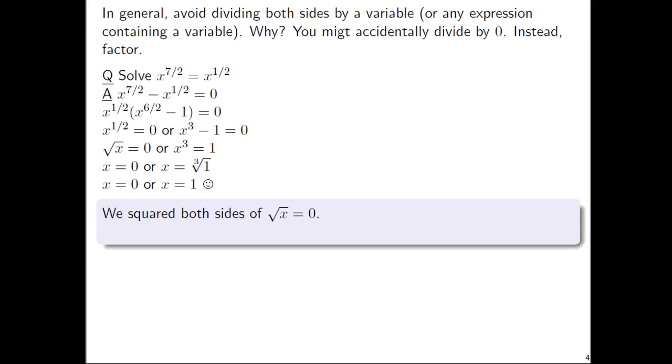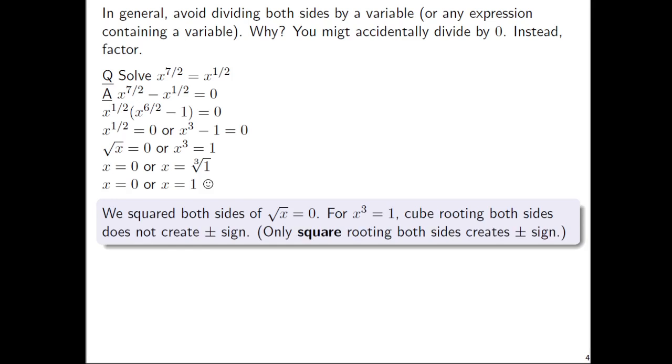Just to comment, we said it earlier, but I wanted it in the slides. We squared both sides of root x equals 0. For x cubed equals 1, you have to cube root both sides, and that does not create a plus or minus sign. Only square rooting both sides creates a plus or minus sign. Also, sometimes people try to say the cube root of 1 becomes 1/3. The cube root of 1 is really 1 to the 1/3 if you want to know where that 1/3 exists. But the point is the cube root of 1 just simplifies to 1.